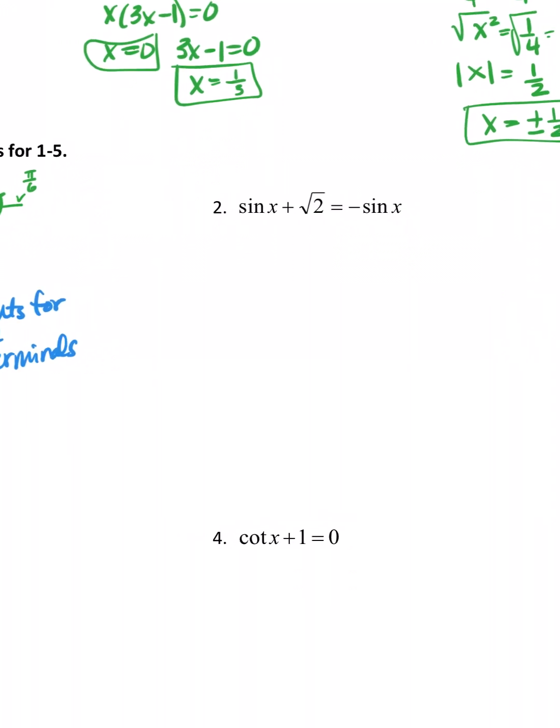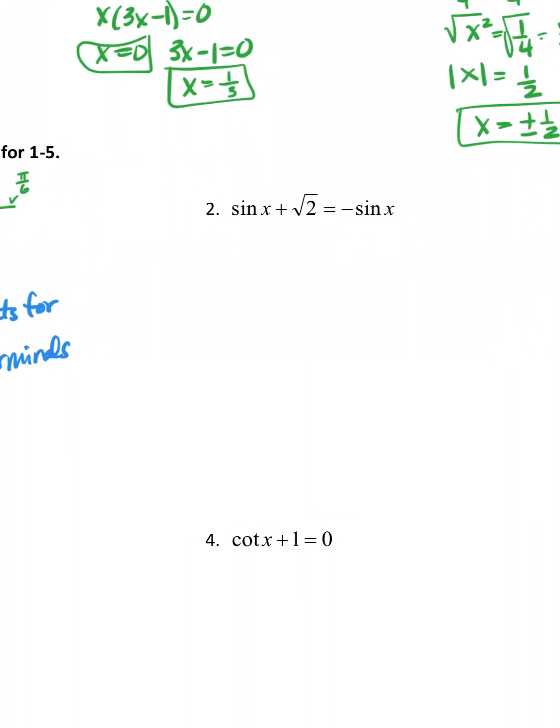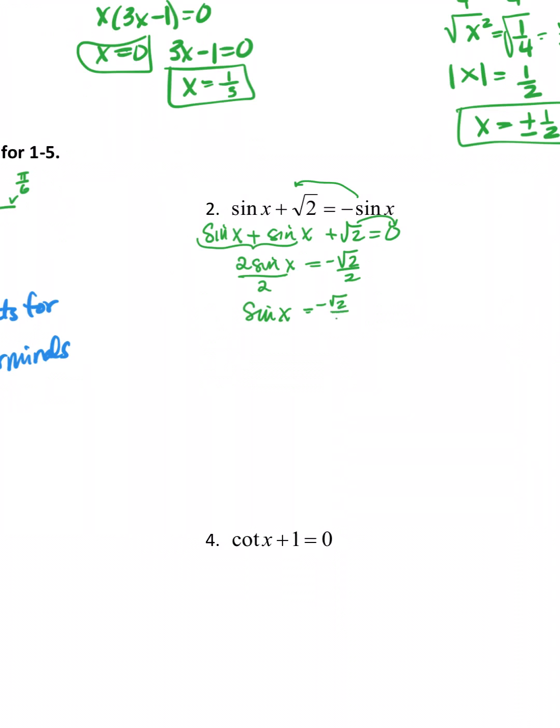Sine of x plus the square root of 2 equals negative sine of x. All right, so let's start by getting everything on one side of the equal sign. So when I do that, I'm going to have the sine of x plus the sine of x plus the square root of 2 equals 0. Now, I'm going to combine these, so I'll have 2 sine of x. I'm going to move that square root of 2 over here, so it's negative square root of 2, divide by 2. So now, where's the sine of x? The negative square root of 2 over 2.